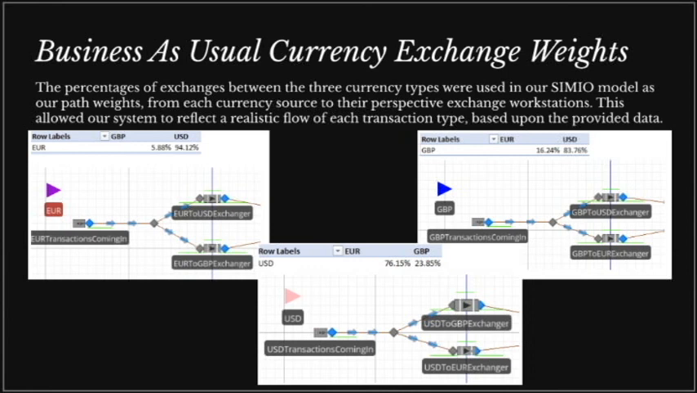We found that of the incoming US dollar currencies, 76% were exchanged to euros, and about 24% were exchanged to British pound. Out of the incoming euro transactions, about 6% were exchanged to the pound, and 74% were exchanged to the US dollar. And then out of our incoming pound transactions, about 16% were exchanged to euros, and about 84% were exchanged to the US dollar.